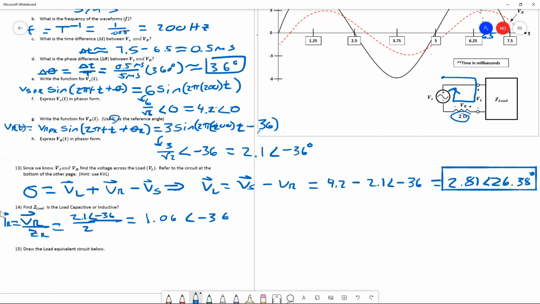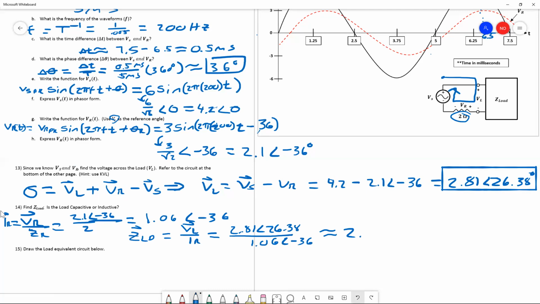Now that we have the current through the resistor, if you look at the resistor and the load on this circuit, you'll notice that they're in series, which means that the same current flows through both of them. So if I want to find Z of the load, all I have to do is take the load's voltage and divide it by that current, the same current that flows through the resistor. So that would be 2.81 angle 26.38 divided by 1.06 angle negative 36.